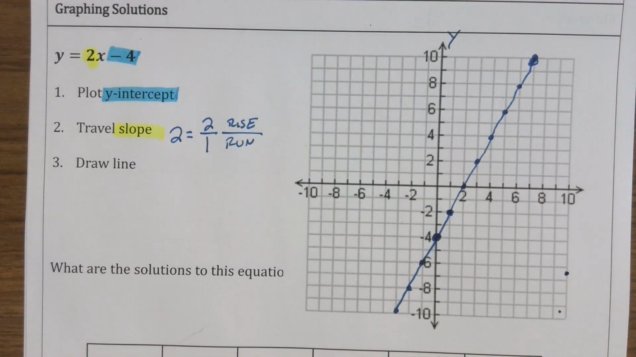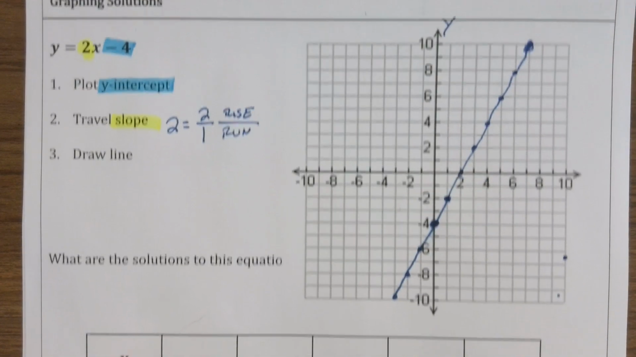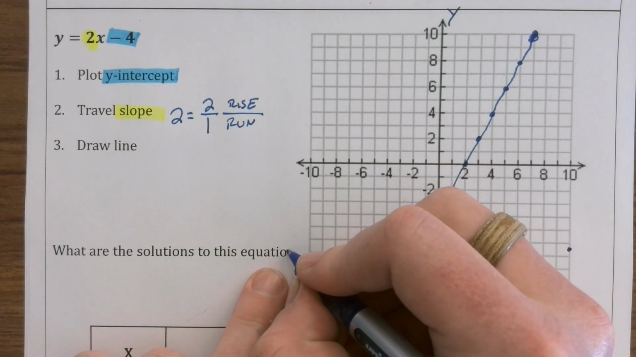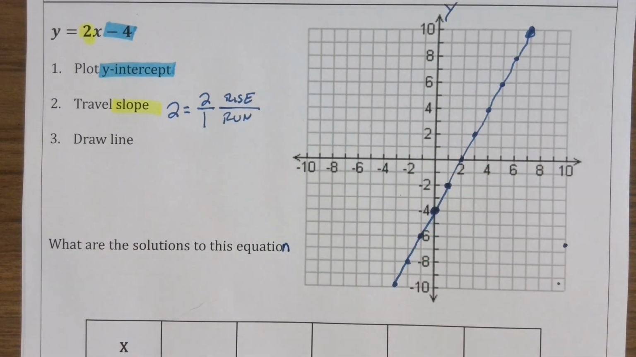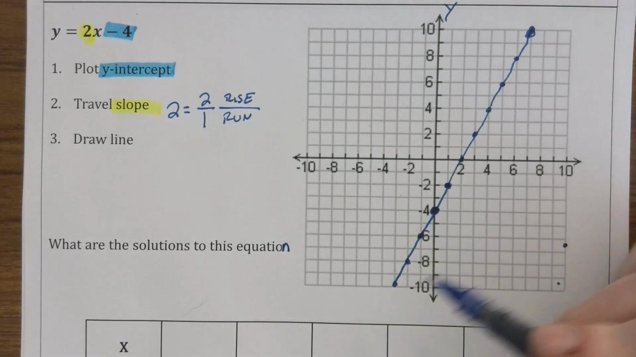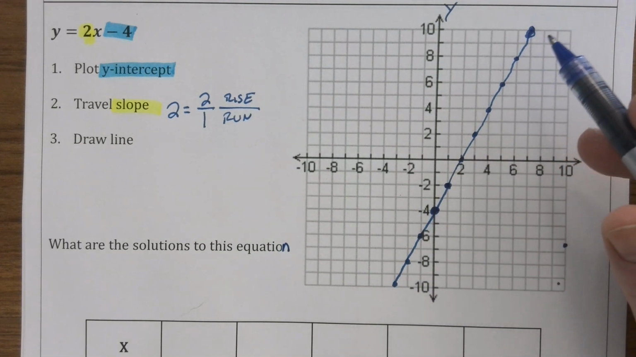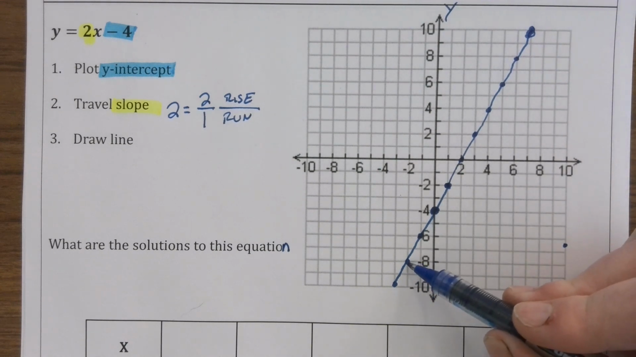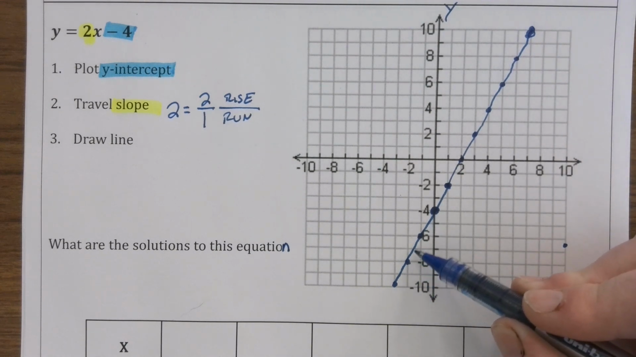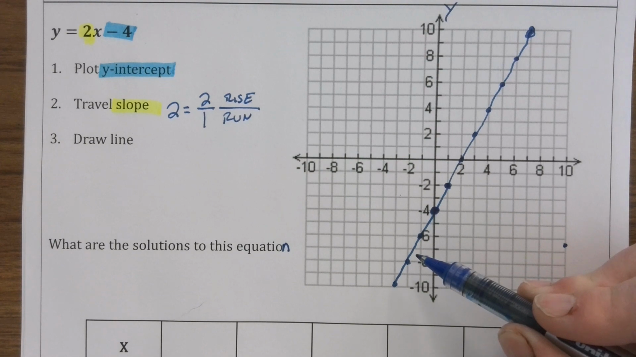Please excuse the interruption. All right, we have our line. Next, we need to find the solutions to this equation. This should be an n. The n got cut off there. All of the solutions are any point on this line. For our purposes, we're just going to use a couple of these dots instead of these midpoints, because that can be a little bit confusing.